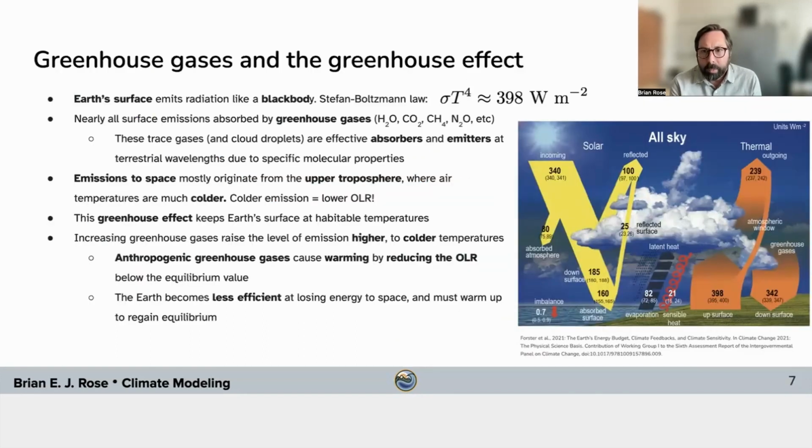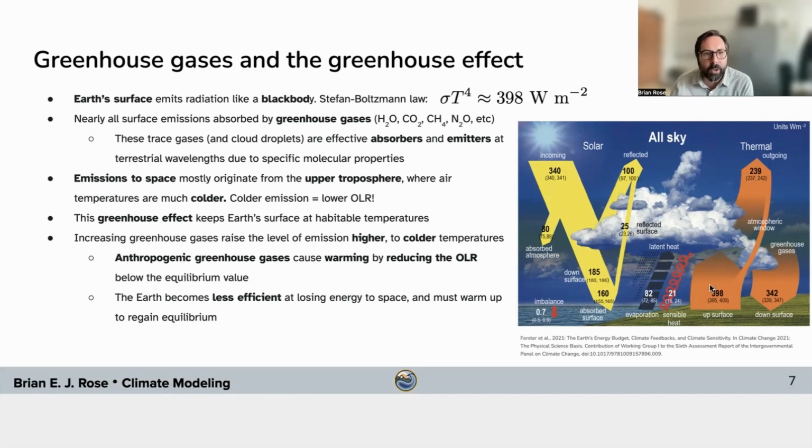So let's talk a little bit about the greenhouse effect. The Earth's surface behaves basically like a black body, and a black body is governed by the Stefan-Boltzmann law, which says that the radiation emitted by a body at temperature T is this constant sigma times T raised to the fourth power. If you plug in typical numbers for the Earth's surface temperature here, you get something close to this value, 398 watts per meter squared. So the Earth's surface is emitting that radiation upward.